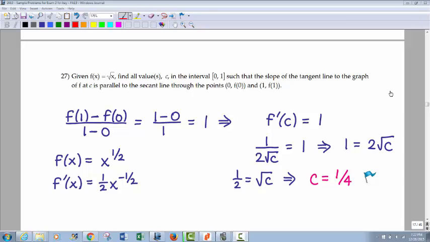Problem 27 may seem to have some weird wording to it, but you know what? That's really just a fancy way of saying the mean value theorem. That's what you're doing. You're finding the slope that's parallel to a secant line through those endpoints right there. So really, you're applying the mean value theorem.